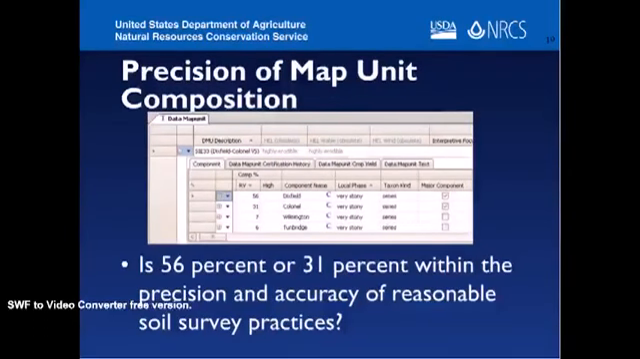We can carry this precision one step further, and look at the precision of our map unit composition. Remember, there's a degree of uncertainty with all the data that you collect, and that has to be considered when you populate the database. So if you take a quick look at some data and say, wow, we've gotten to the point where we can populate 56 as an RV for our component and 31% as an RV for another component, what are you implying to the customer here? What is your degree of uncertainty in that number of 56? What is the precision and the accuracy of reasonable soil survey practices when you consider the entire population of that map unit? How accurate is it, and what is your degree of uncertainty when you're populating 56 and 31?